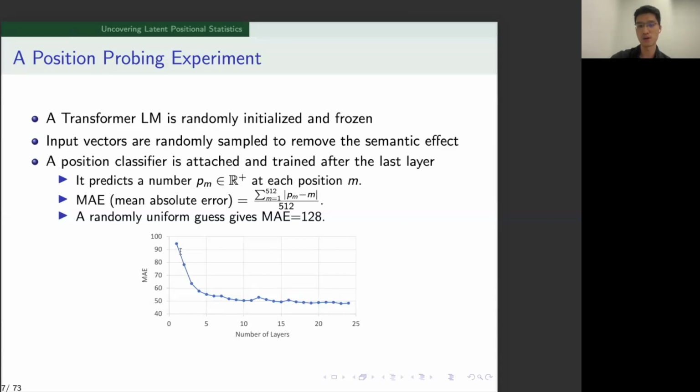As we can see in this figure, no matter how many layers I use, the MAE is always below 128. So this is pretty interesting. And then I wanted to dive deeper into the architecture of this transformer language model.